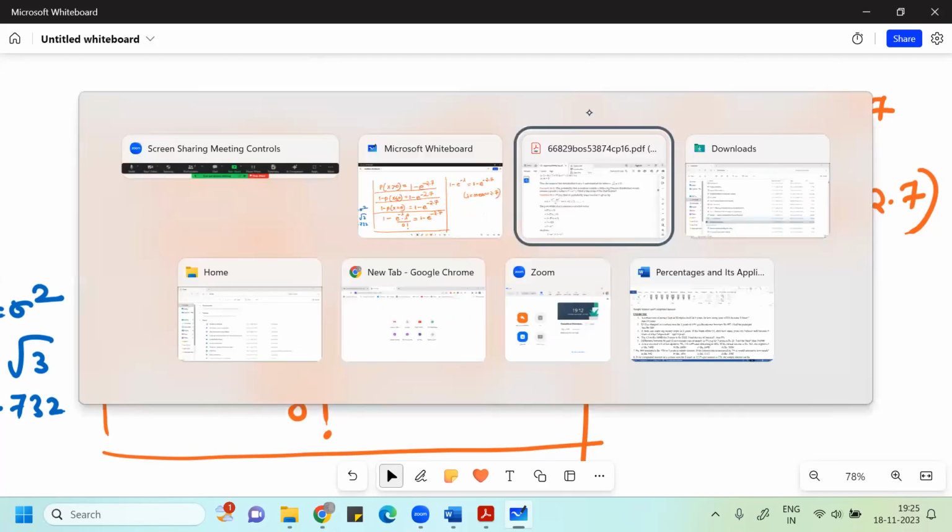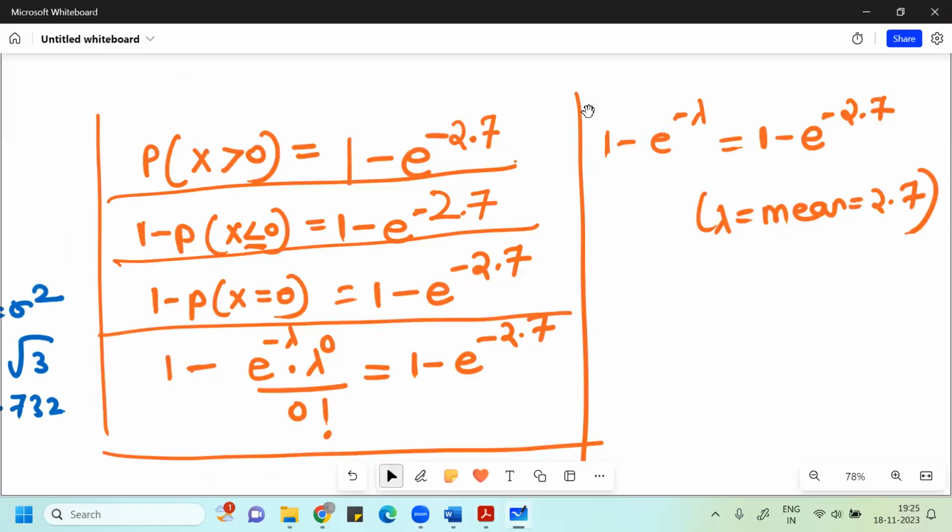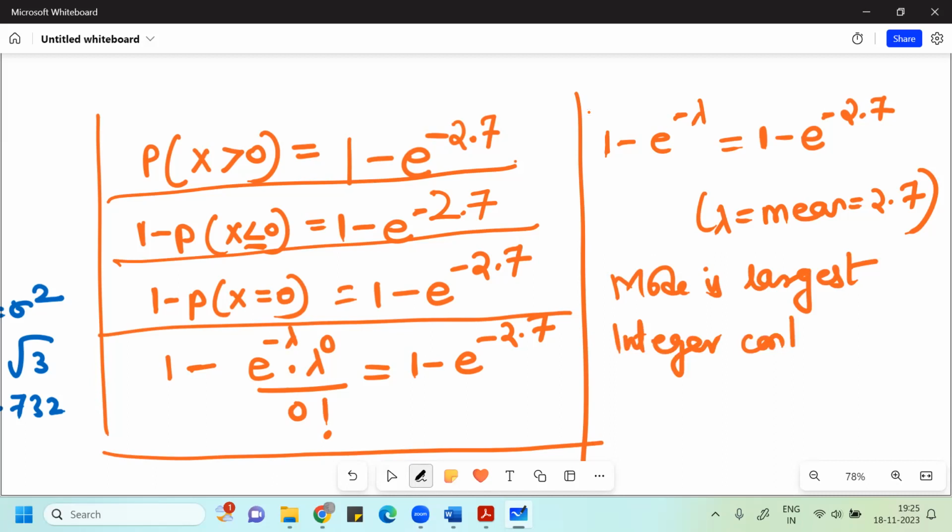Okay. So they're asking you what is the mode. You got the mean, right? 2.7. If your mean is 2.7, what is mode? Mode is the largest integer. You remember the same thing we did in binomial, the same thing. Largest integer contained in the mean. So that is 2.7. What is the largest integer contained in 2.7? That would be 2. So your mode is 2.